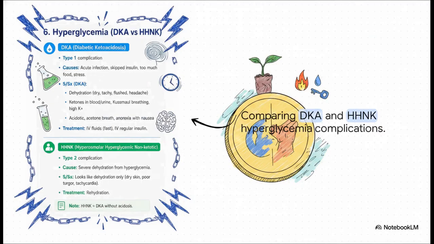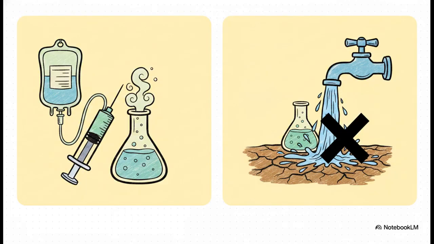On the flip side of that coin, we've got the hyperglycemic emergencies, DKA and HHNK. The key differentiator here is incredibly high yield. DKA is specifically a complication of type 1 diabetes, often triggered by acute infections, stress, or maybe they skip their insulin. Remember the symptoms using the letters DKA. D for dehydration, K for ketones in the blood and urine, along with Kussmaul breathing, and A for acidosis, with that classic acetone fruity breath.